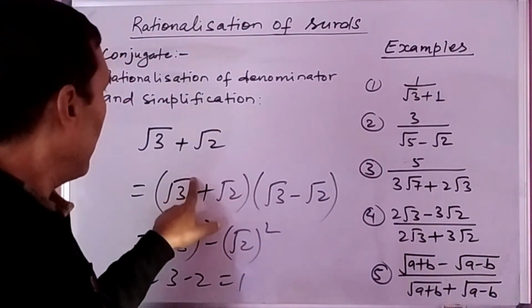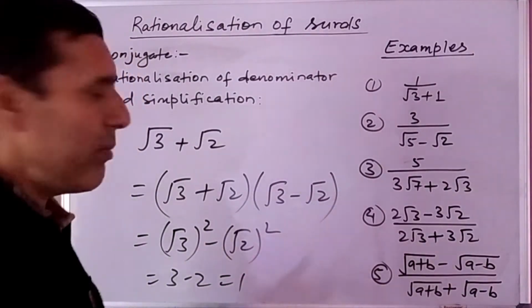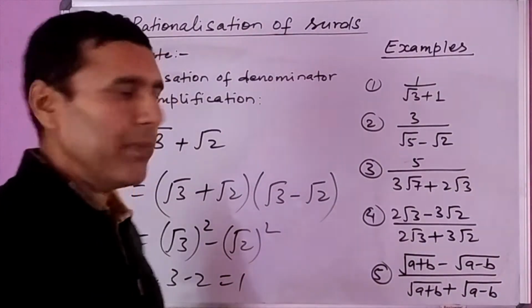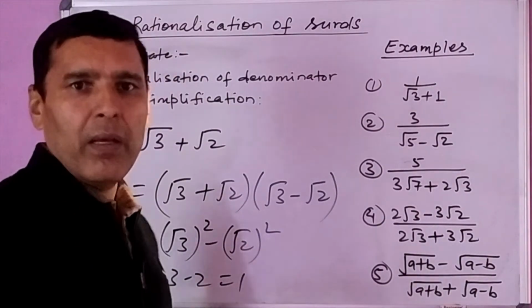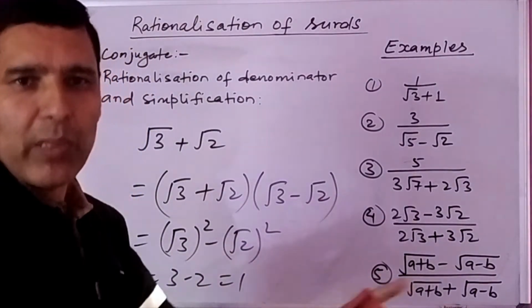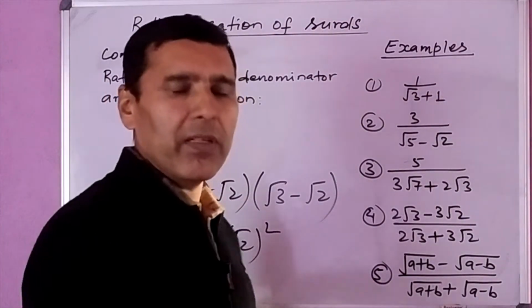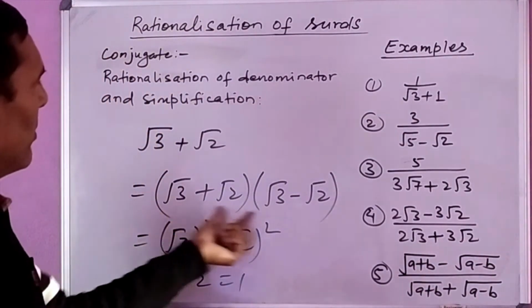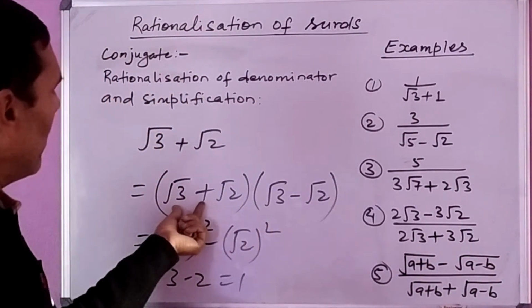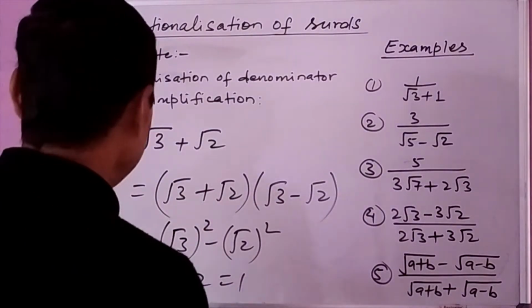Multiplying with the same binomial but having the opposite sign, so that it will be in the form of a plus b times a minus b. While writing a square minus b square, the root will be cancelled. The main thing here is how to remove the root, whether it is a square root or a cube root of any order. And these two surds, root 3 plus root 2 and root 3 minus root 2, are known as the conjugate of each other.